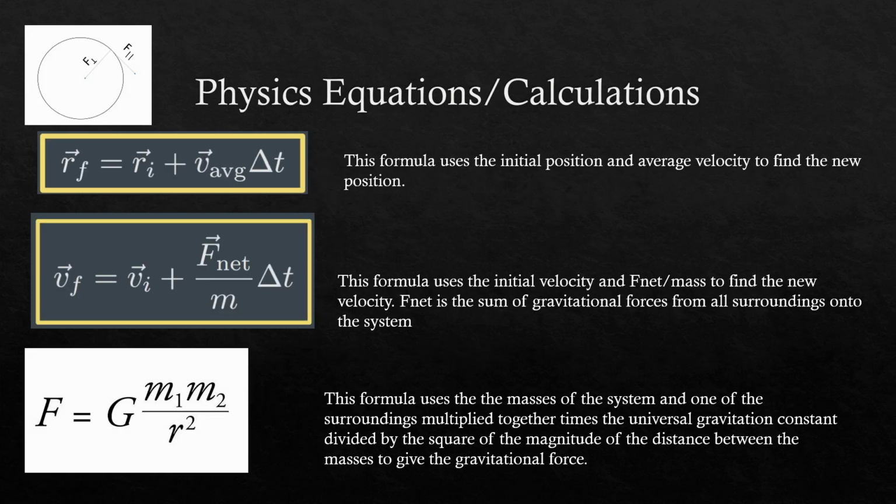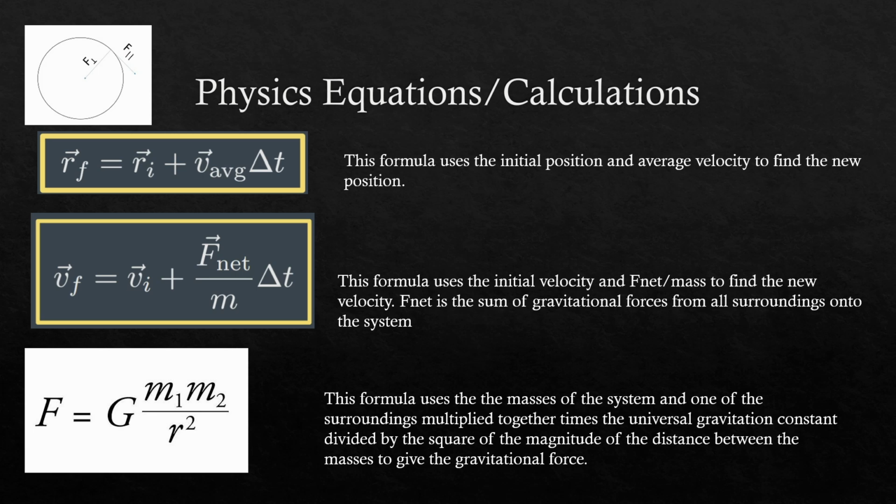Physics equations and calculations. The first formula uses the initial position and average velocity to find the new position. The second formula uses the initial velocity and Fnet and mass to find the new velocity, and the Fnet is the sum of gravitational forces from all surroundings onto the system in this case.